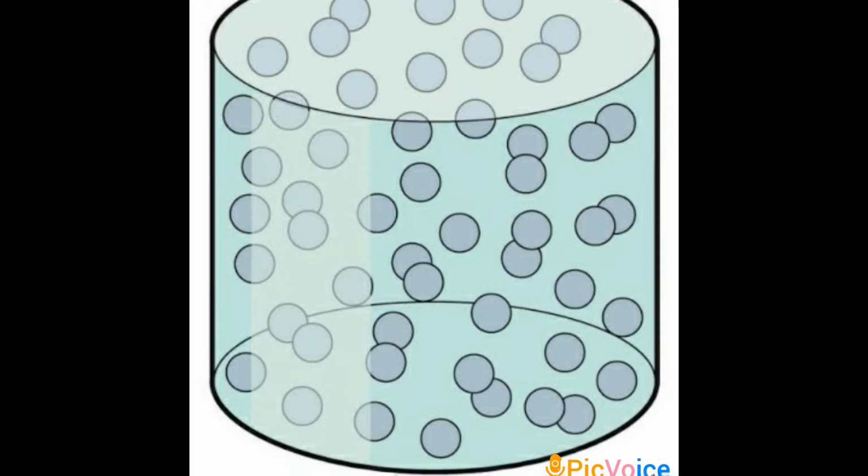A liquid has the following properties: it has defined mass, it has defined volume, it can flow, it does not have defined shape.